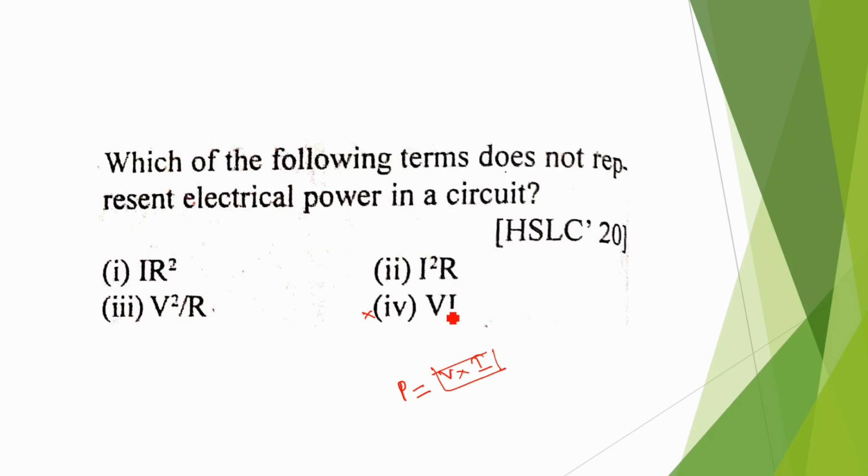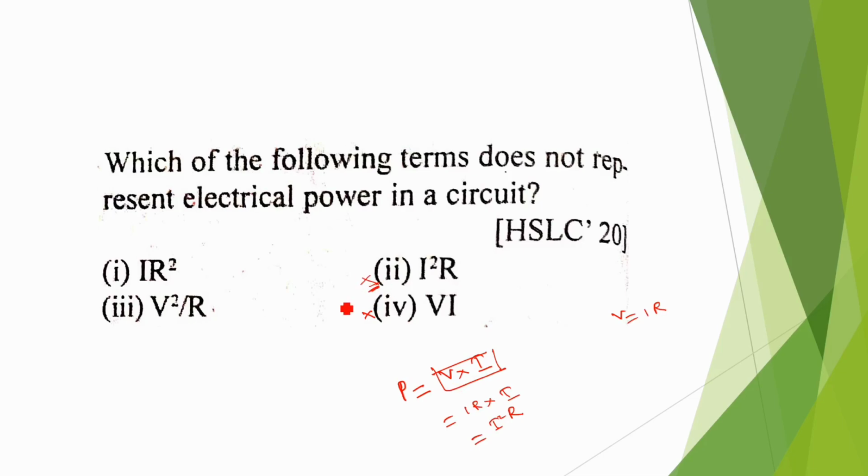Next, as per Ohm's law, we know that V is equal to IR, is not it? Here R is resistance. If voltage is constant, current is inversely proportional to resistance. So in place of V we can put IR into I. It will become I square R. So this term will also represent power in an electric circuit, so this will not be the option.